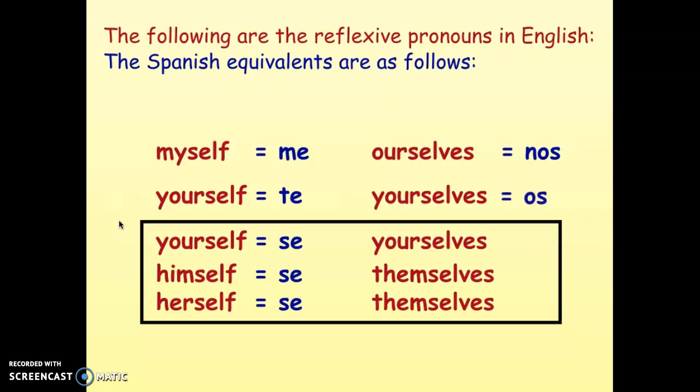Then we have yourselves in Spain, which is os. And then we have yourselves, themselves, which is se. In this case, yourselves will be ustedes. It's very important to note that both third person, singular and plural, as well as masculine and feminine, is just one reflexive pronoun, which is se. So now that we have learned the reflexive pronouns for reflexive verbs, let's take a look at some examples and see how we conjugate reflexive verbs.